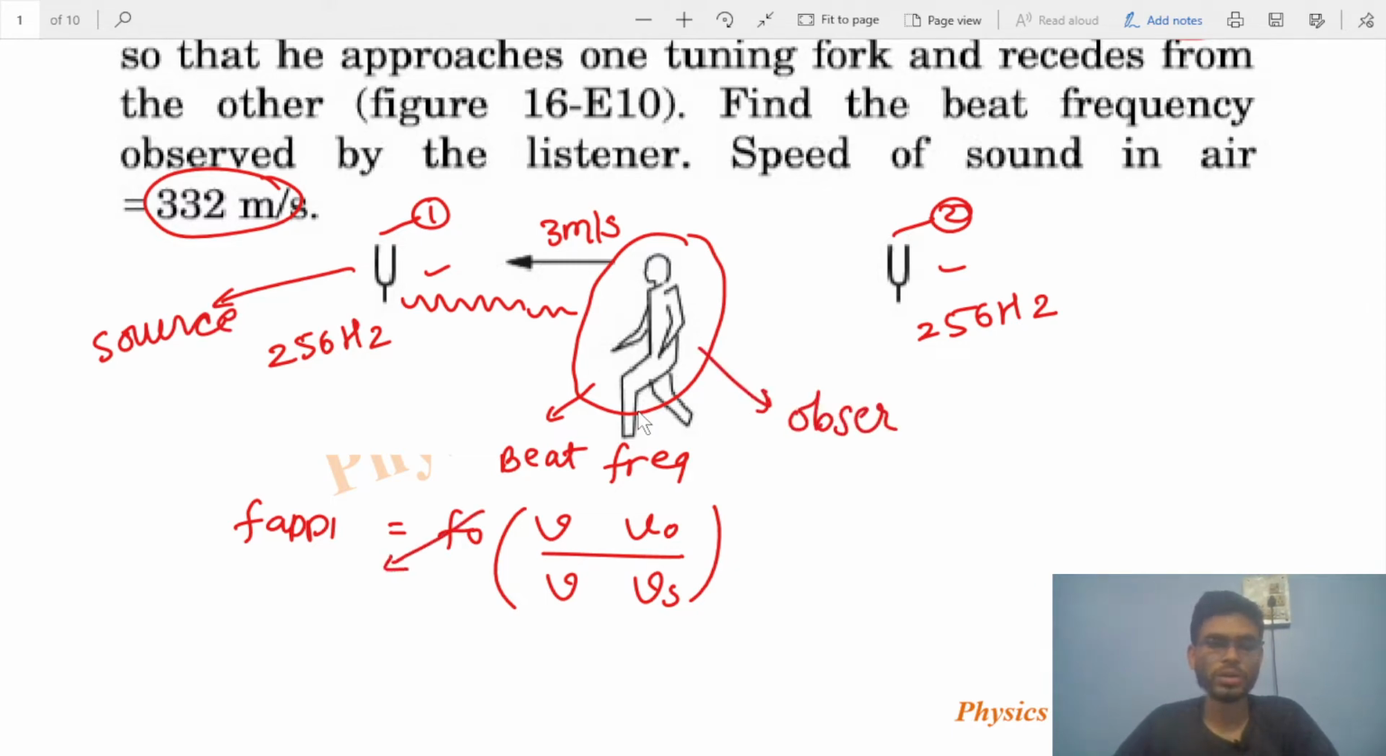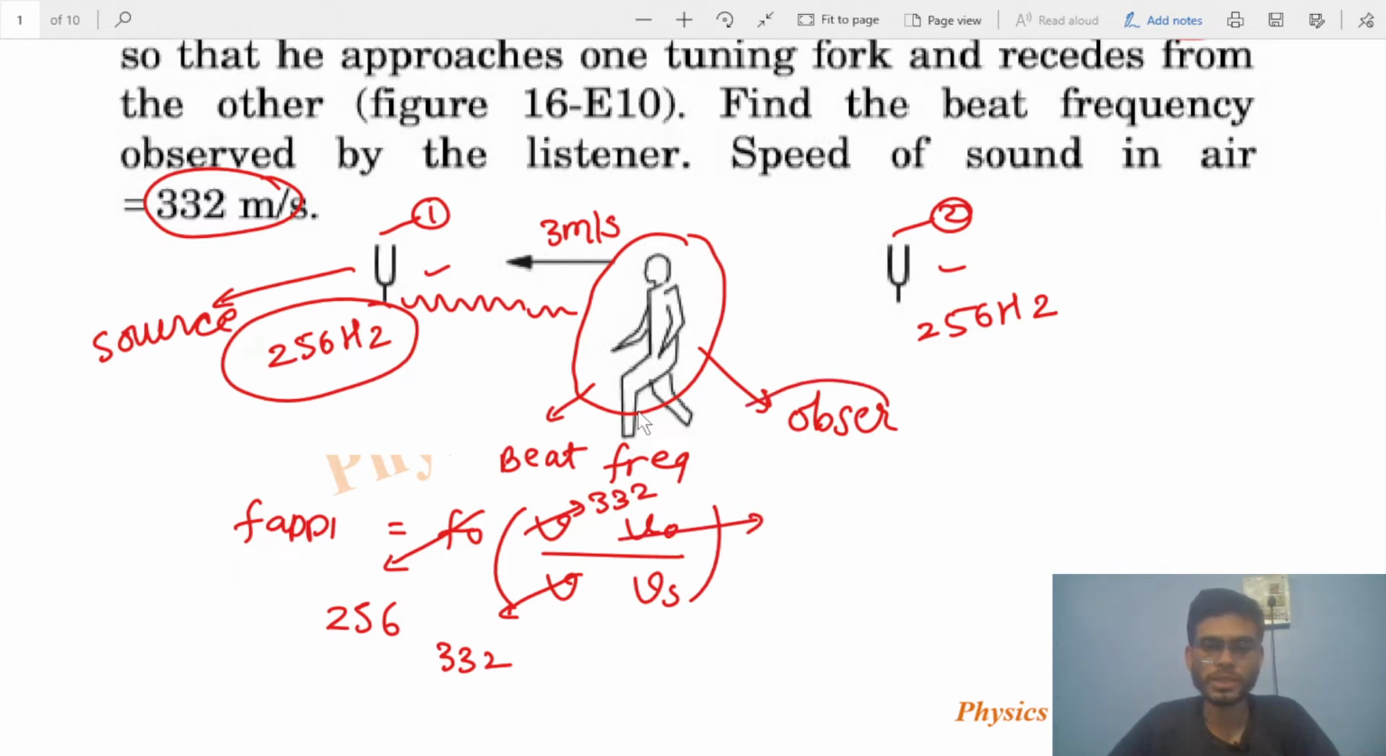f0, that is the original frequency of the source of sound, so this will be 256. So ये 256 हो गया. V, that is the speed of sound in the medium, है ना? So ये V कितना हो जाएगा? 332. So ये वाला जो V है ये भी कितना हो जाएगा? 332. Vo, that is the speed of the observer. Observer is moving with 3 meter per second, so this will be 3. Vs, that is the speed of the source जो है stationary है, so this will be 0.